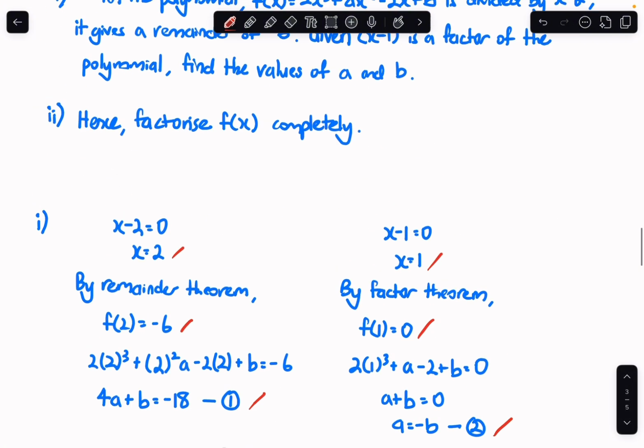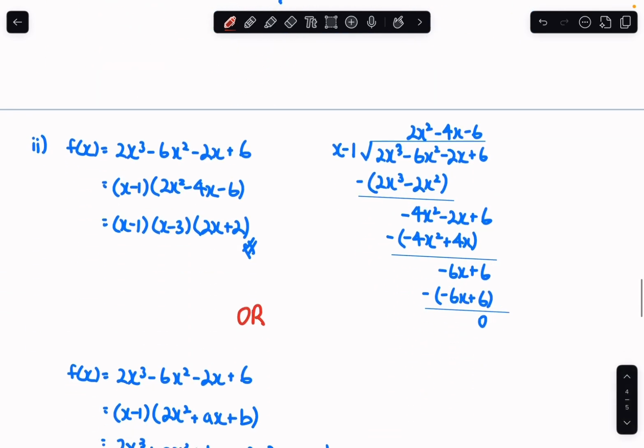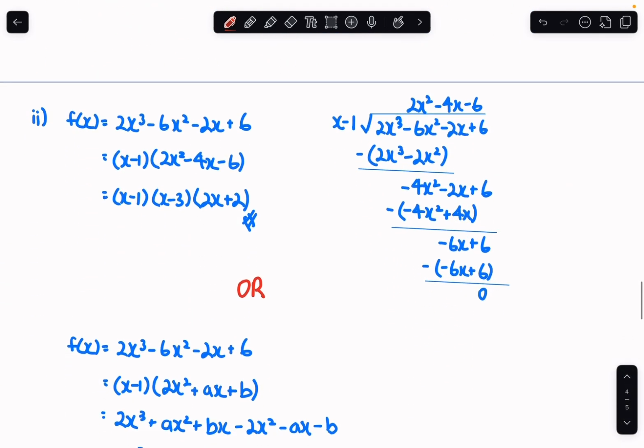Now let's do the second part. Hence factorize f(x) completely. So for the first method, we'll be doing the long division method.